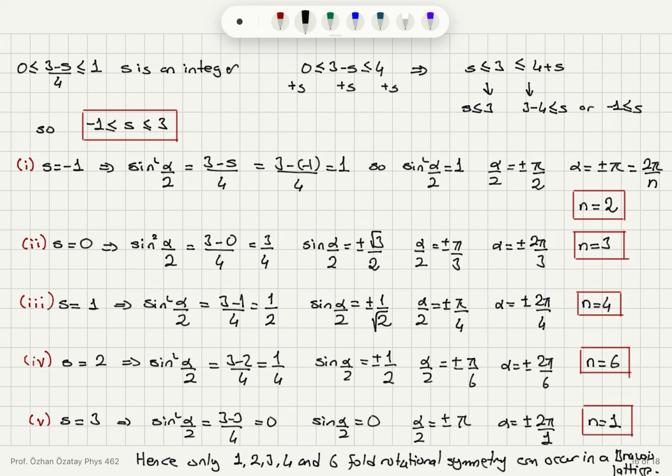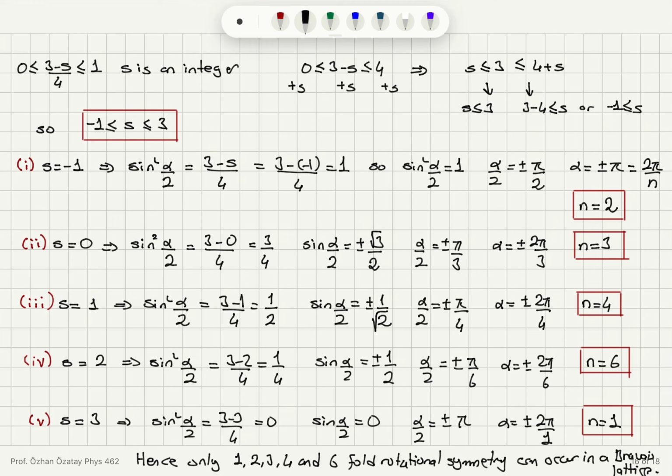Okay, so if I multiply both sides by 4, I obtain 0 less or equal to 3 minus s less or equal to 4. If I add s to all sides, I get s less or equal to 3 less or equal to 4 plus s. So s should be less or equal to 3, and on the other hand, I have 3 minus 4 is less or equal to s, or s is greater or equal to minus 1. So s is an integer between minus 1 and 3, including the boundaries.